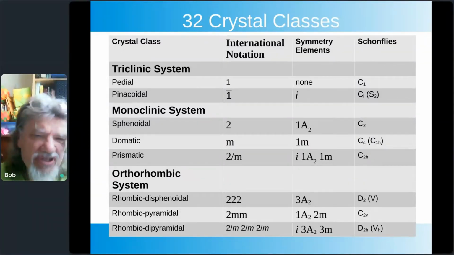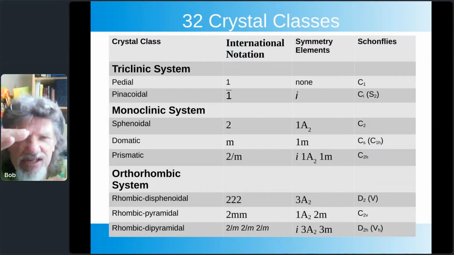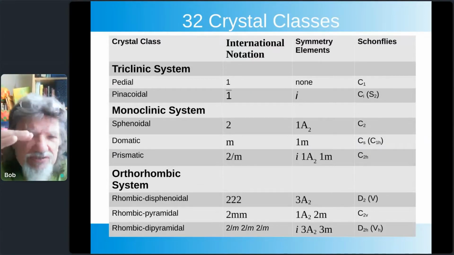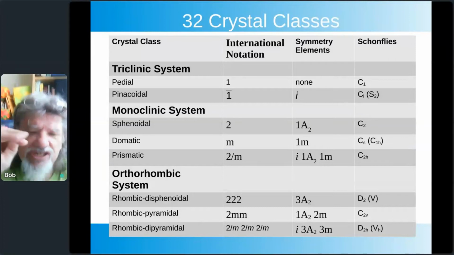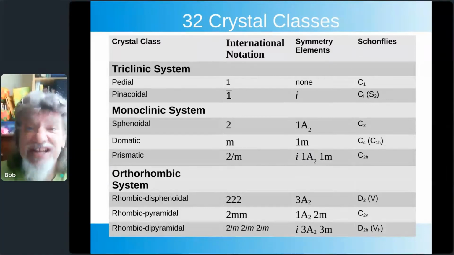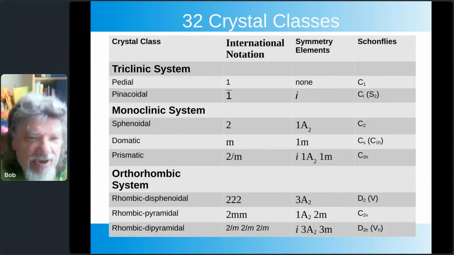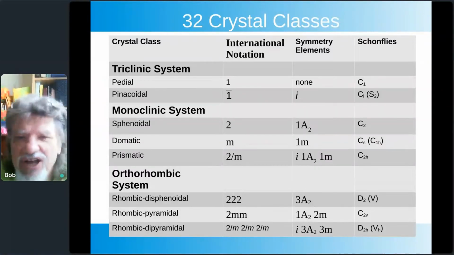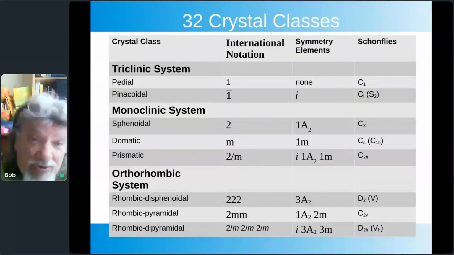He broke the groups in these classes into these larger systems, and I'm going to go through them real quickly, system by system. The simplest system he came up with was triclinic. First is pedial. It just has the identity. It's a group that has nothing but the identity, no symmetry whatsoever. Next is called pinacoidal. The next smallest possible group just has an inversion. You don't see those too often, and when you do, you wouldn't recognize them. They're very unsymmetric.